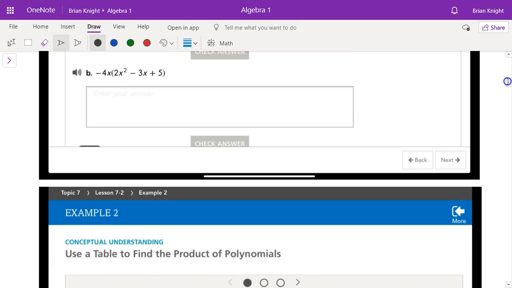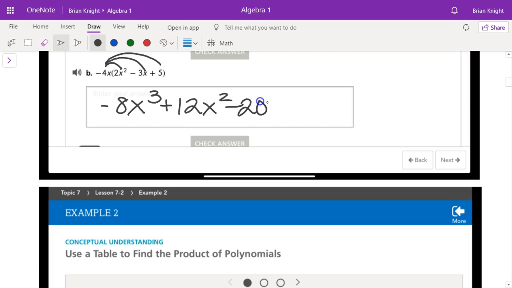Let me scroll up a little bit so I don't have to bend over. Negative 4x times 2x squared. Negative 8x cubed. Good. Negative 4x times negative 3x. Positive 12x squared. Negative 4x times 5. Negative 20x. Wait, how did you get that? Here, x times x squared. X is, the degree on an x is 1. So 1 plus 2 is 3. Okay? Everybody good? Yes. All right.